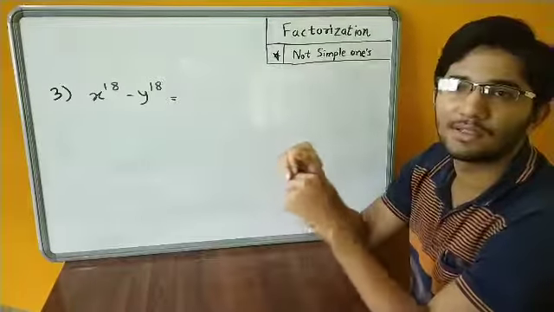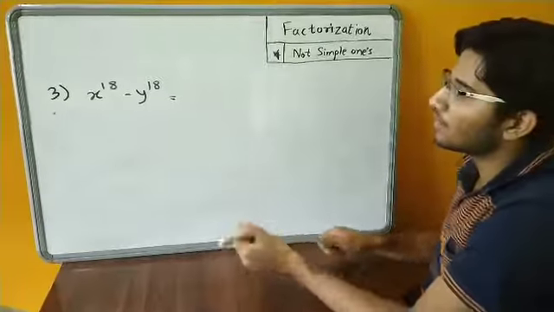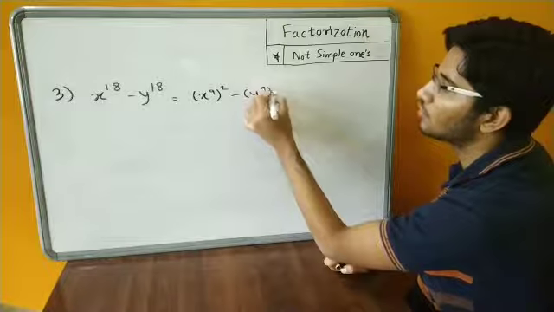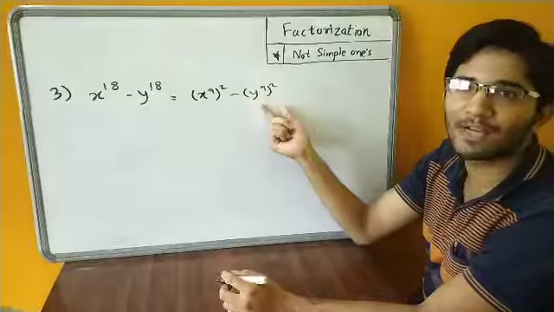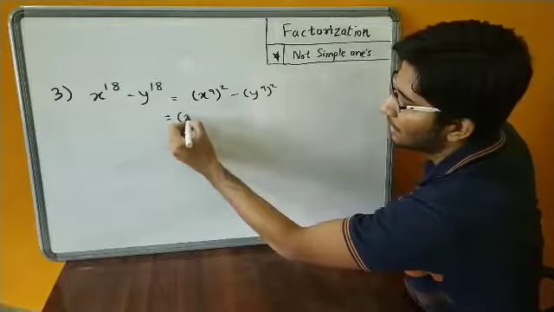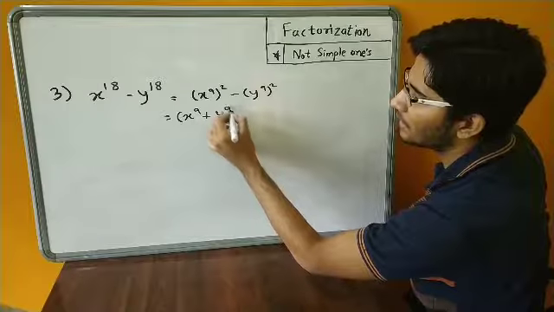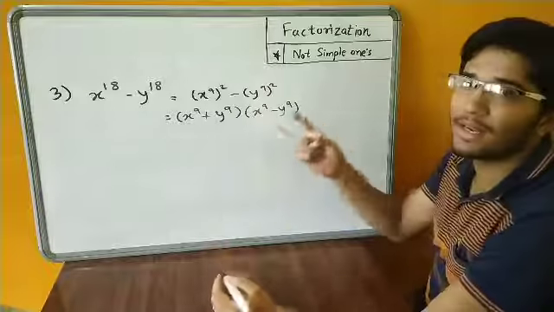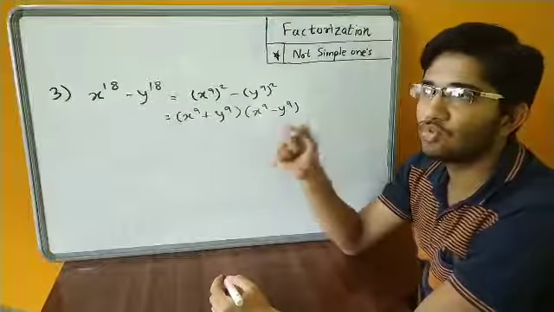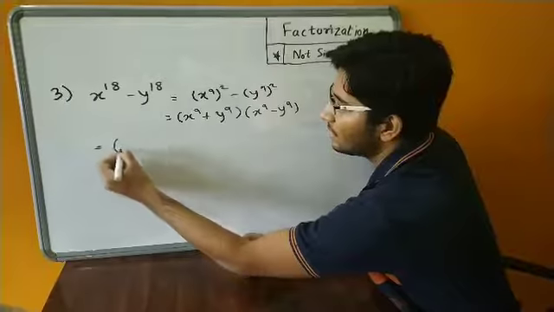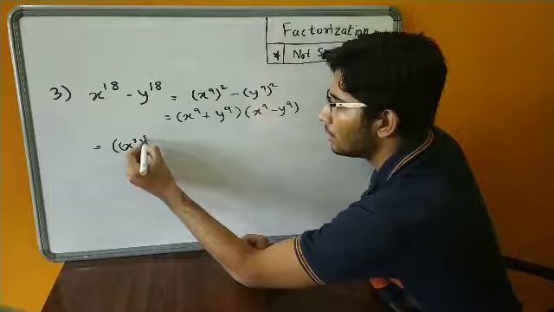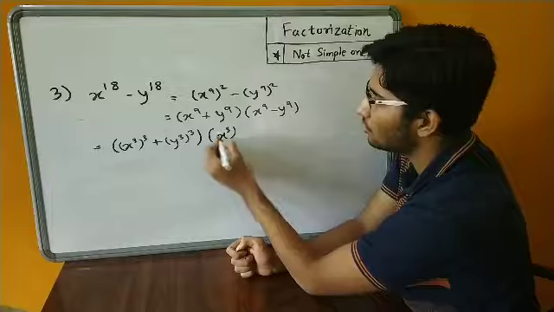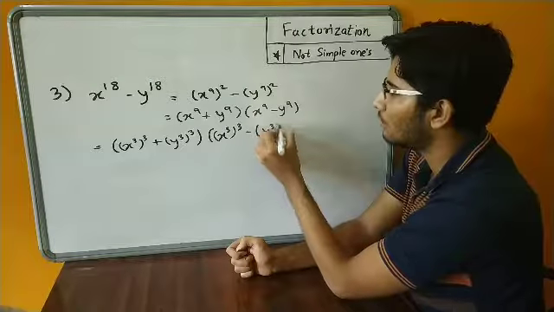How to factor this expression? So again the powers are even numbers, so we can write this as x raised to 9 square minus y raised to 9 square, and then we will use the formula for a square minus b square. So it will be a plus b, so x raised to 9 plus y raised to 9 into x raised to 9 minus y raised to 9. Now again, x raised to 9 means cube of x cube. So we can write this as x cube plus y cube, then again x cube minus y cube.